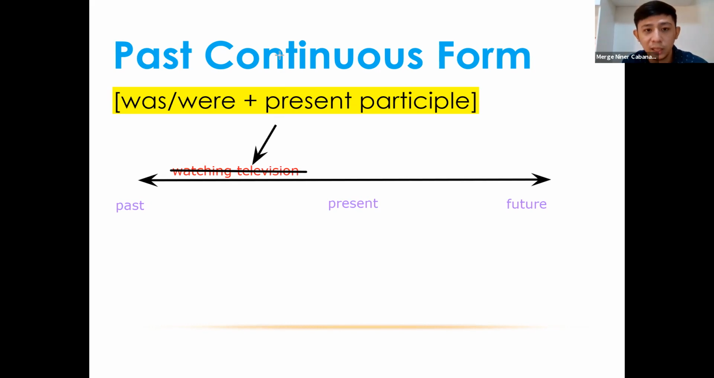There was something that interrupted Kevin watching television. For example, this interruption is Kevin's mom calling him. Mom calling. Now, watching television, this activity is not finished. All right, this activity is not finished, but the interrupter is. Take a look at this.